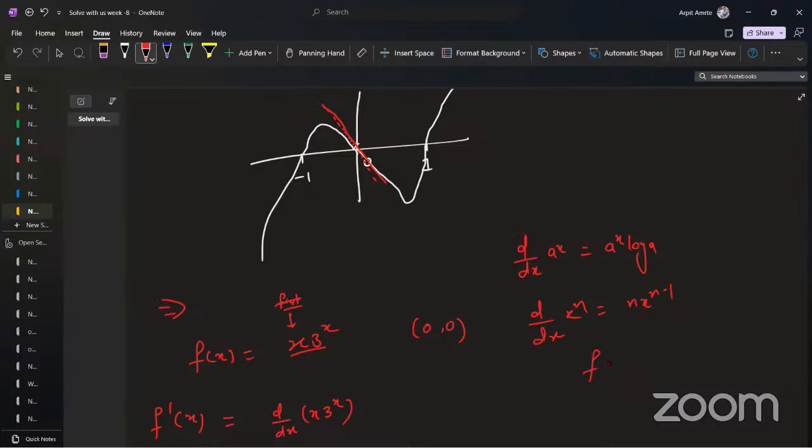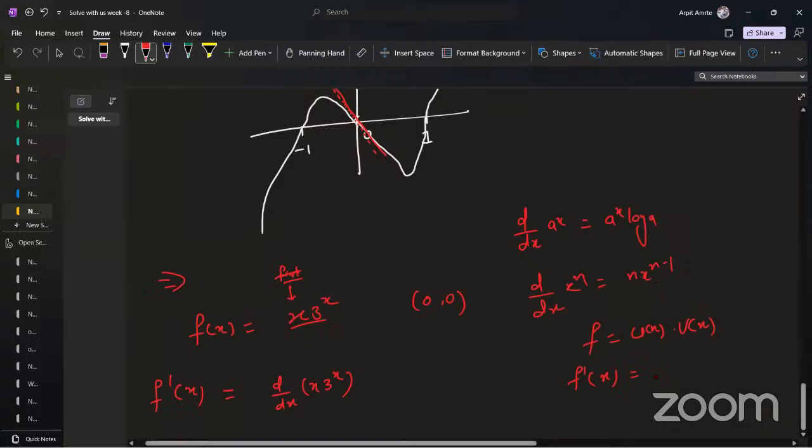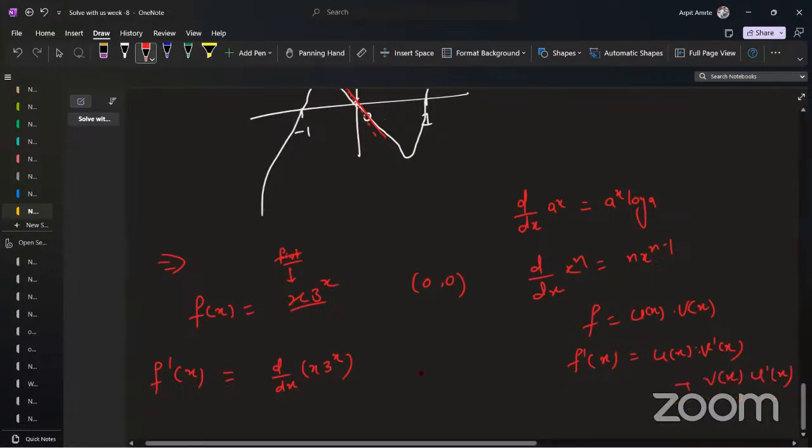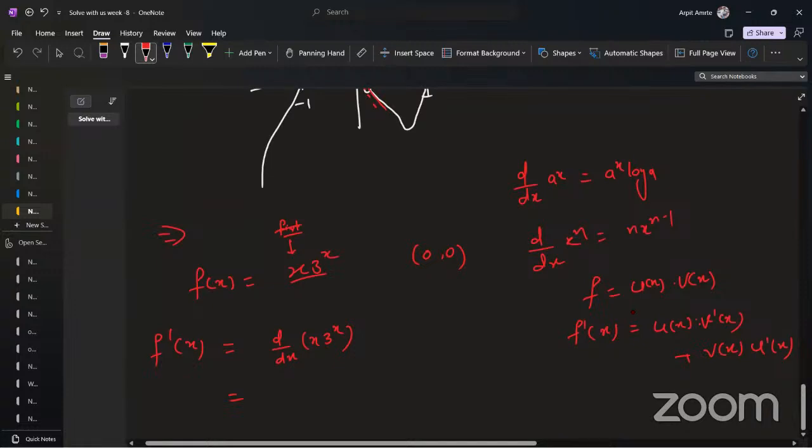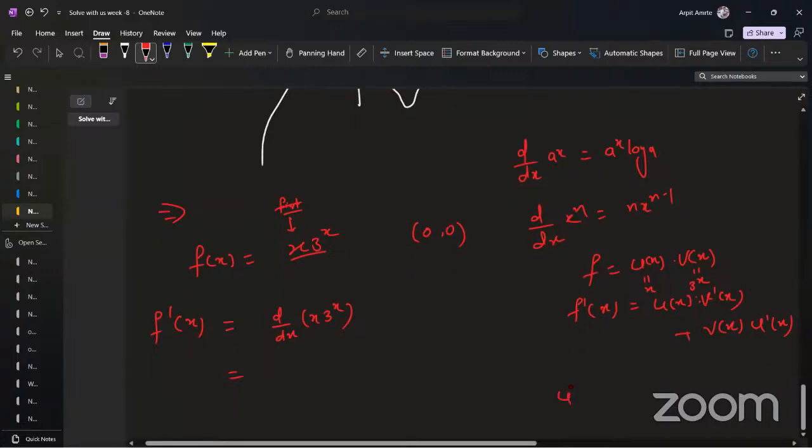Yes, if you have a function f equal to u(x) multiplied with v(x), then what will be my f prime x? It will be the first function times the derivative of the second function, plus the second function times the derivative of the first function, right? So here, what is my u(x)? It is x, and v(x) is 3 raised to the power x. And what is u prime x? If u(x) is equal to x, then the derivative of u(x) will be 1 only.